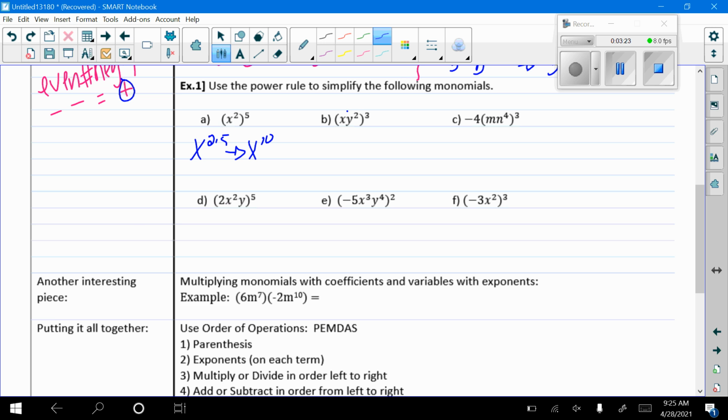B, this is x to the 1st power, and then y to the 2nd power. So we're going to go x to the 1 times 3 and y to the 2 times 3, which gives me x to the 3rd, y to the 6th. On C, a little difference here because I have a negative 4 out front. That's just a negative 4, and then times, this is what's being brought to the power. So it's m to the 1 times 3 and n to the 4 times 3. So it's negative 4, m to the 3rd, n, 4 times 3 is 12.